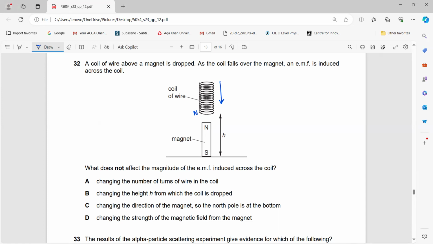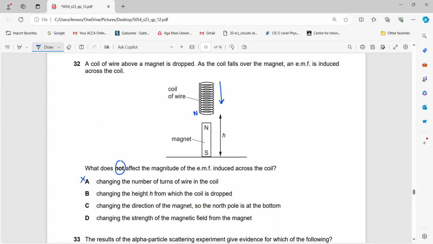It says what does not affect the magnitude of EMF. Changing the number of turns increases. If you increase the number of turns, your induced EMF will increase. If you reduce it, it will decrease. So this does affect. I mean, it's the does-not-affect business.